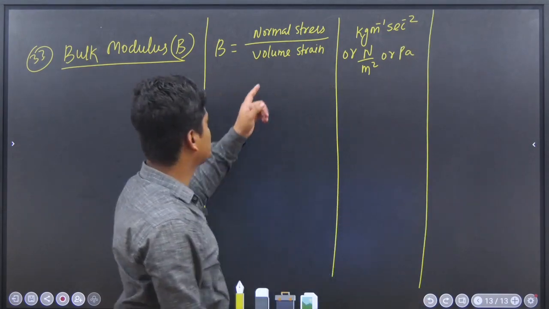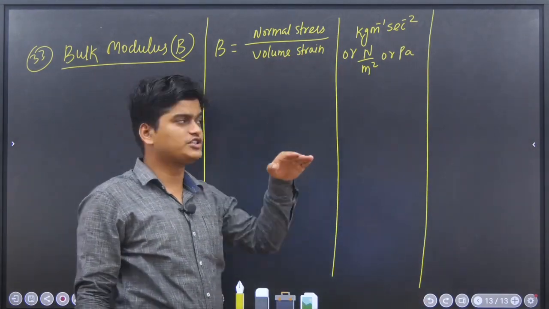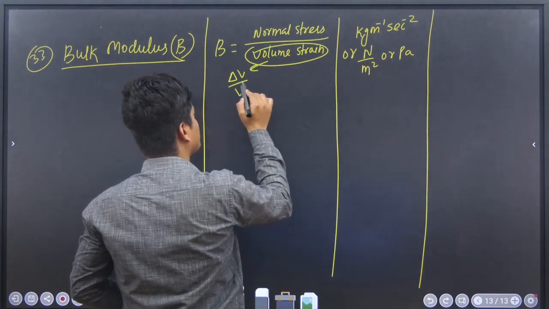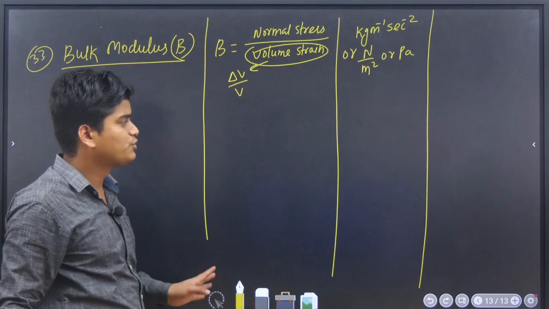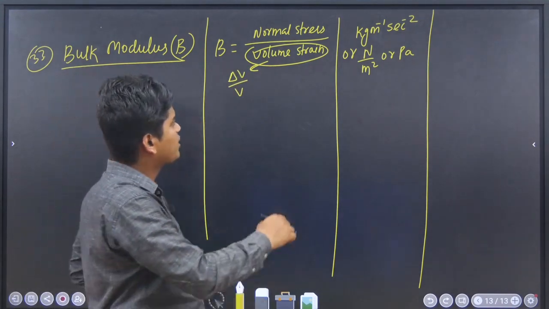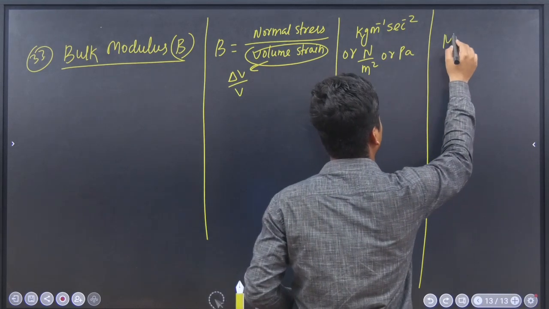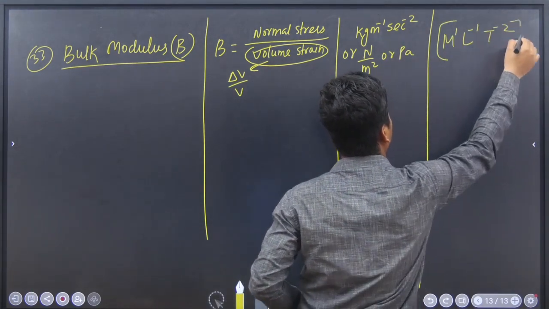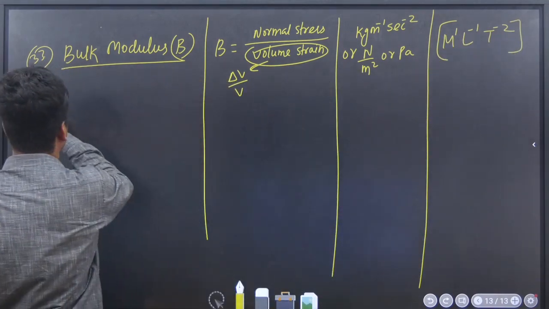Because volumetric strain means change in volume by original volume. Remember this. It will have no unit because volume is meter cube by meter cube, it gets cancelled. So here you can write M to the power 1, L to the power minus 1, T to the power minus 2. This is your bulk modulus.